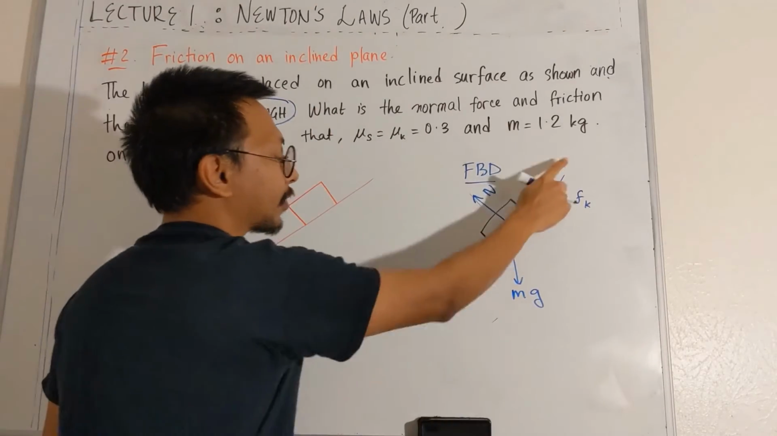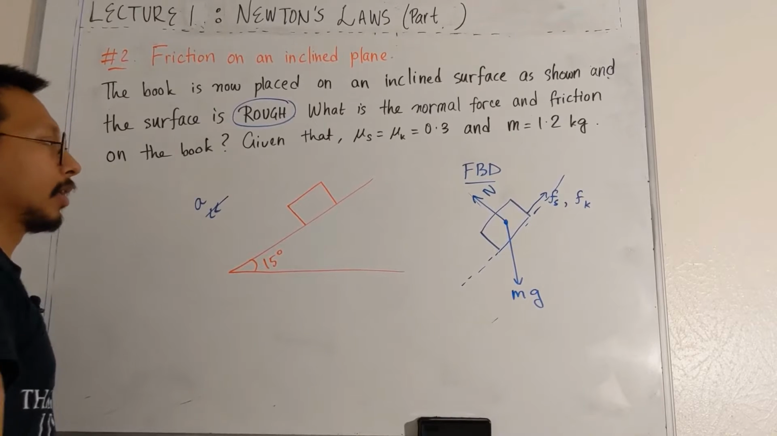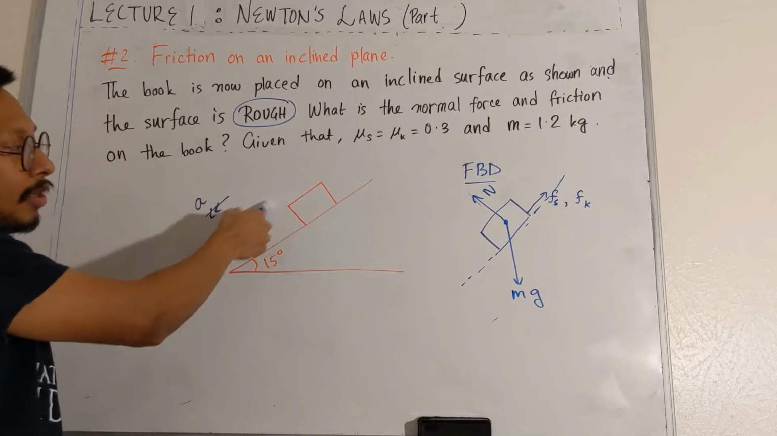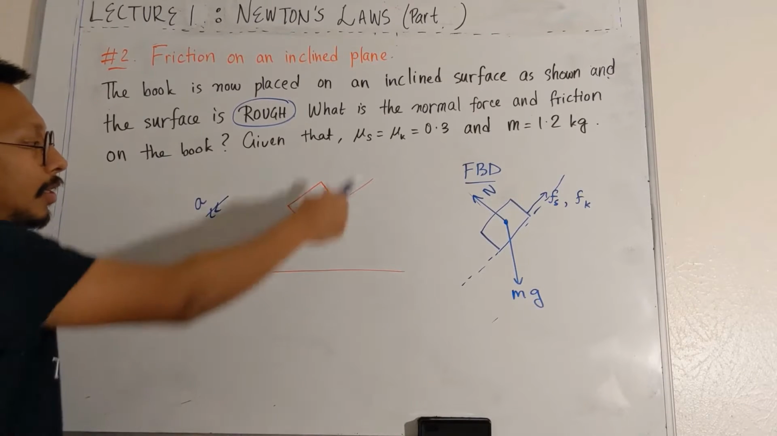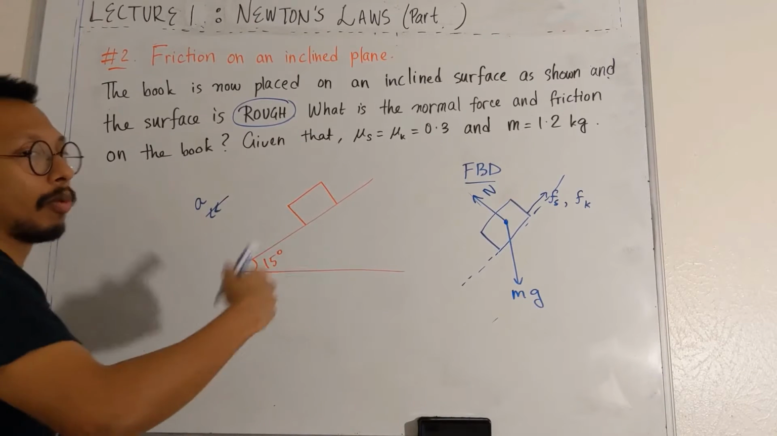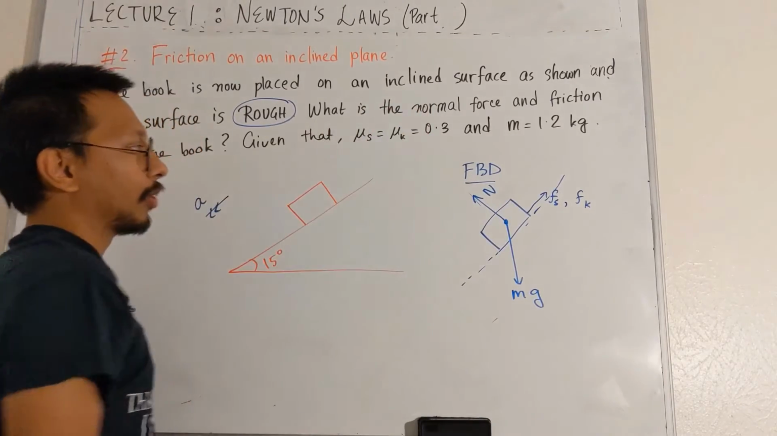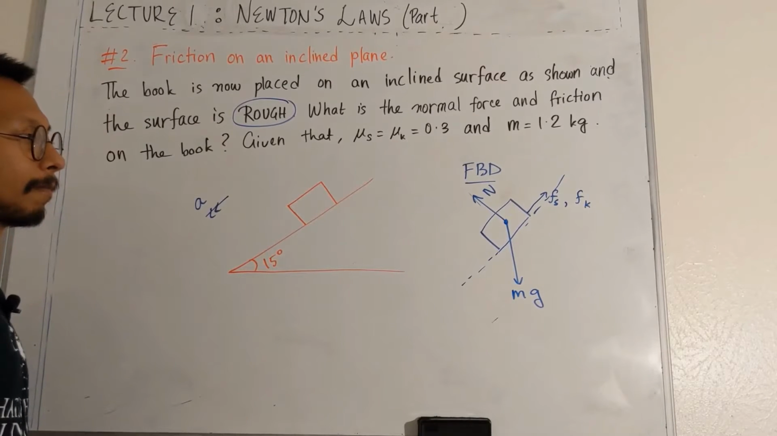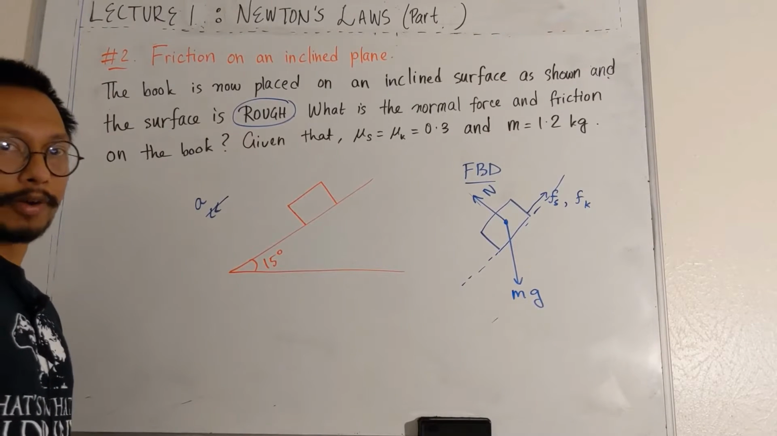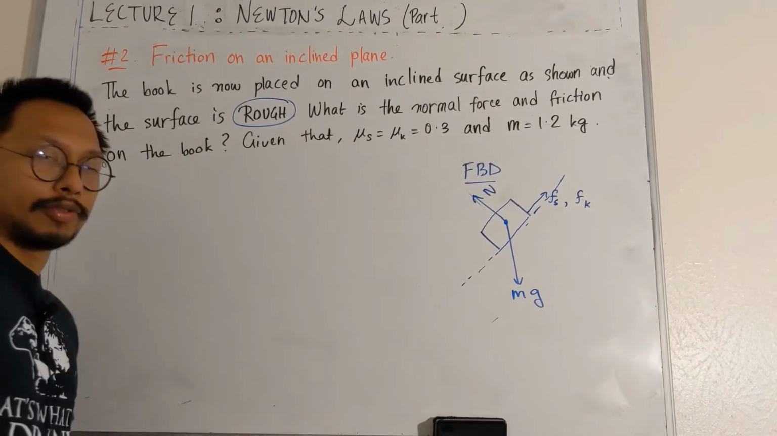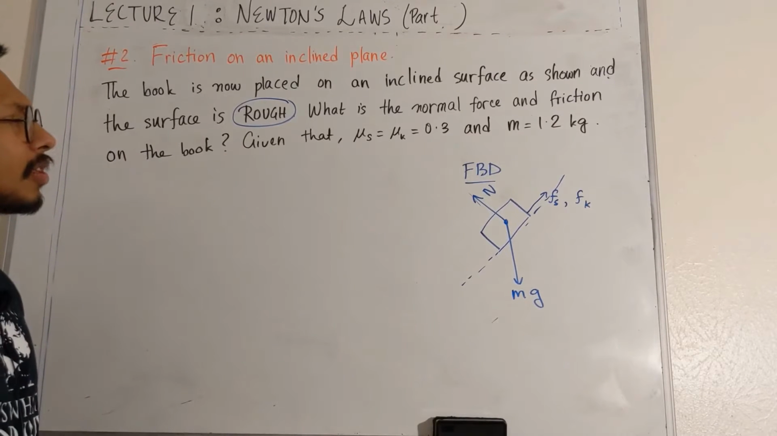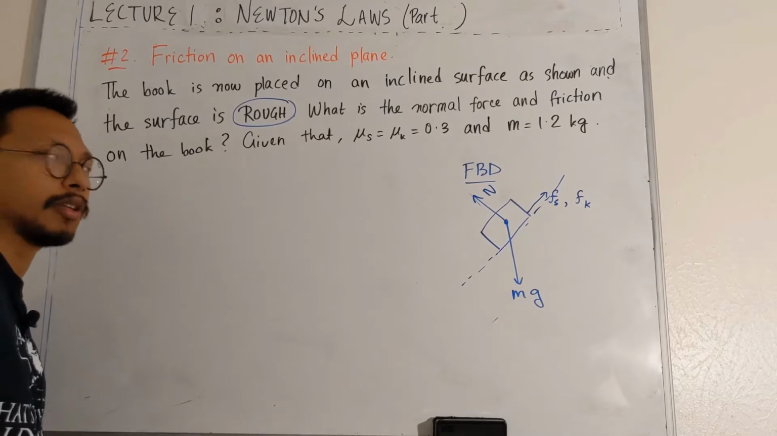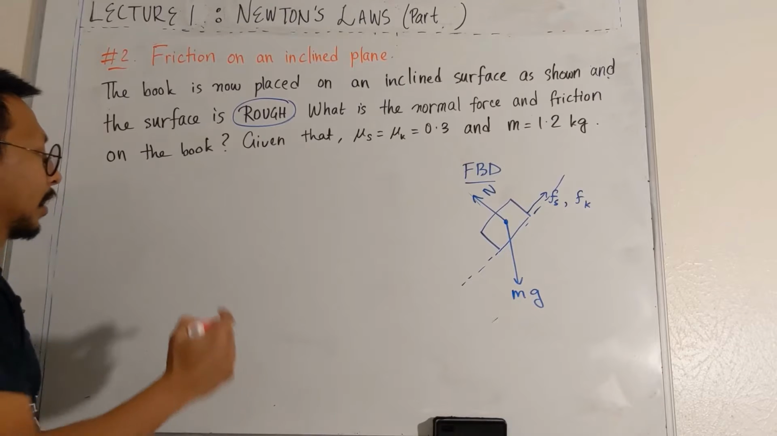And why is the frictional force directed up along the plane? Because the intuition tells us that the book will slide down along the plane. Friction will oppose this sliding, and hence will try and resist by exerting a force up along the plane. That is our free body diagram. Before we move on and write down Newton's second law equations, let us first think about how to approach this problem on an inclined surface, because we have not done those kinds of problems before.